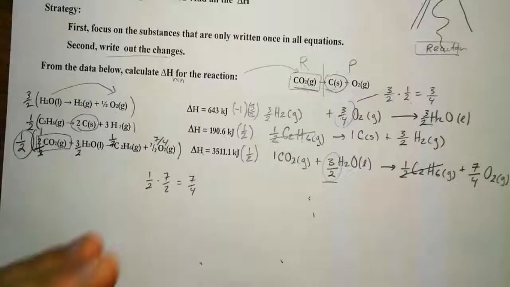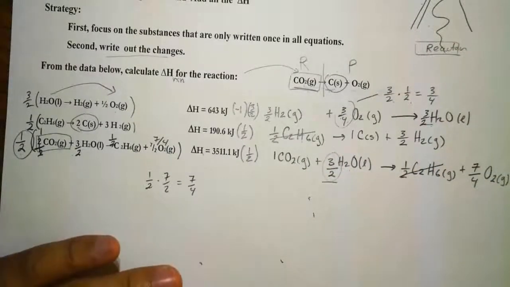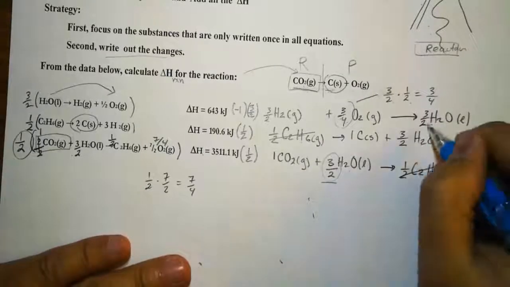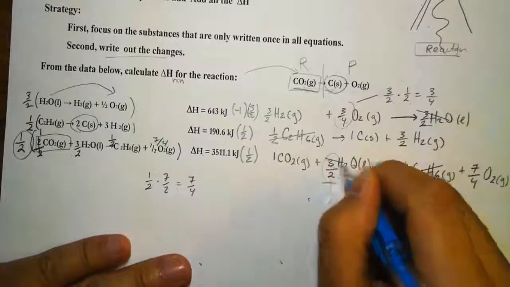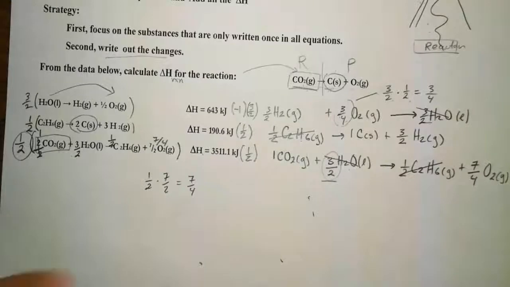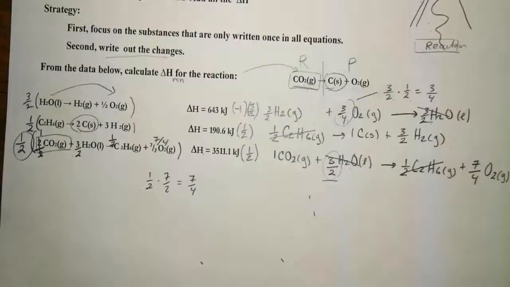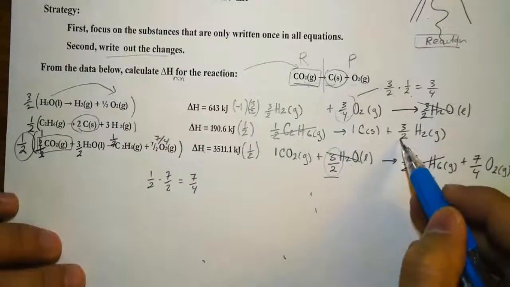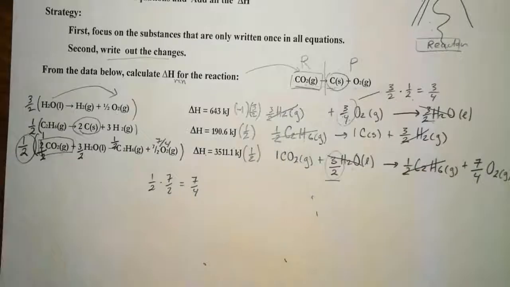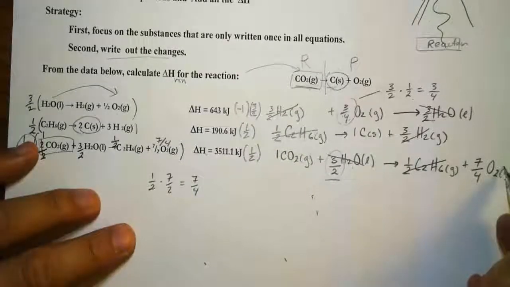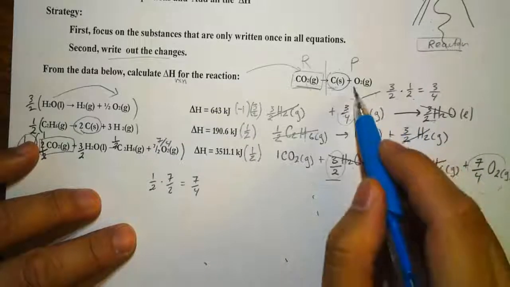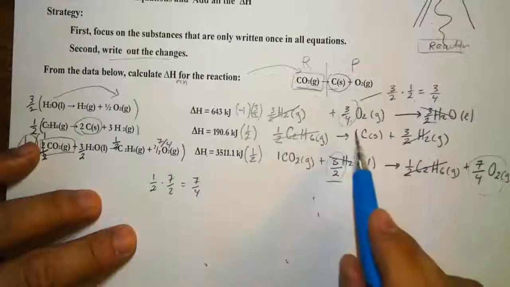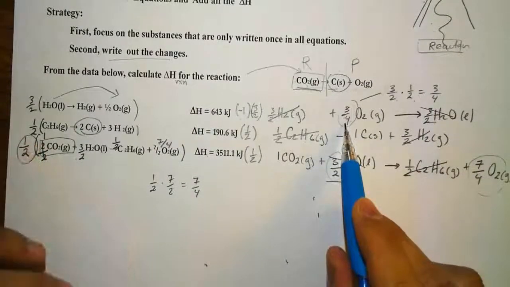Okay, notice how I continue to apply the pattern to cancel out. So now I can cancel out my water, which is good. The water cancels out. And the only thing that's left, oh, what about the hydrogen? Well, the hydrogen here is 3/2, 3/2. So the hydrogen cancels out, that's good. And the only thing that's left is the oxygen. And we only want 1 oxygen. Here we have 3/4. Okay.